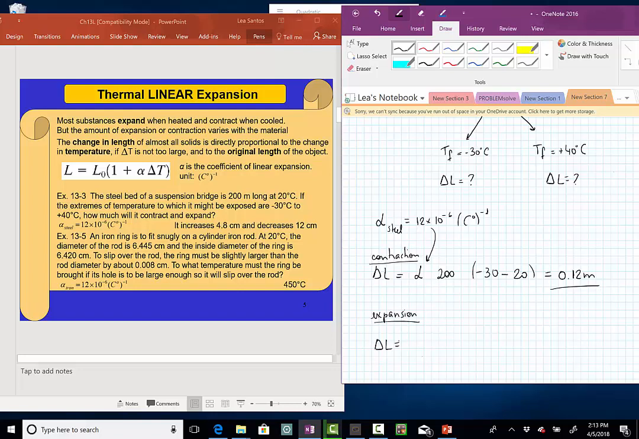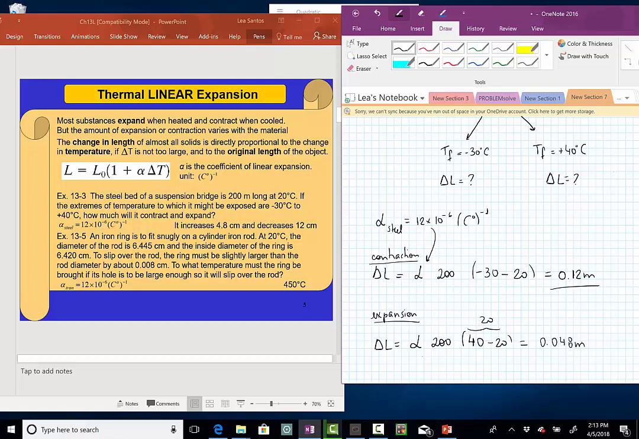This delta L will be that alpha 200. Now the final is that high temperature 40 minus 20. So this number here will be 20. And this will give us a positive number because we're talking about expansion, and it looks like it will be 0.048 meters, which is that 4.8 centimeters shown here.